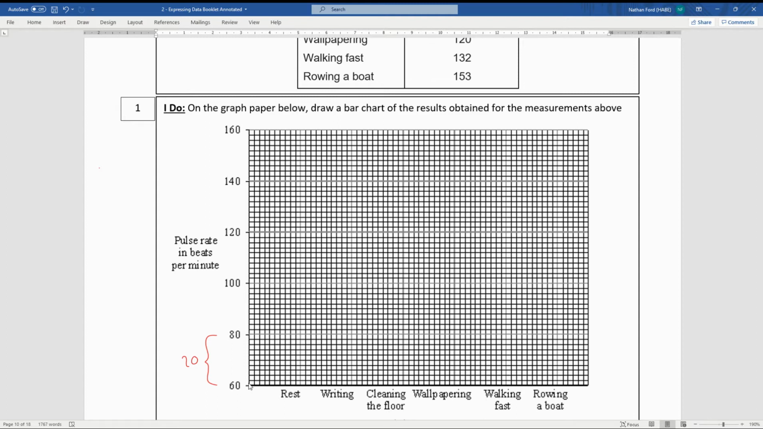I know I've said it's 10, but let's count: 1, 2, 3, 4, 5, 6, 7, 8, 9, 10. So there's 10 boxes, which means each box has to be 2. So 62, 4, 6, 8, 70. 2, 4, 6, 8, 80. 2, 4, 6, 8. And then I'm just going to fill those in there.